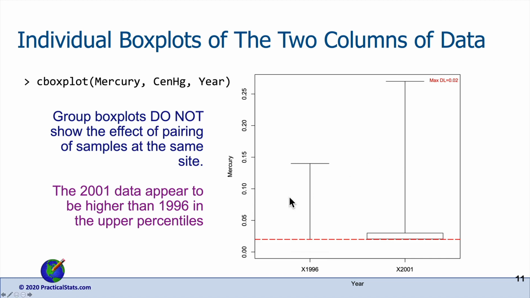We do need to be careful that these box plots do not show the effect of pairing of the samples. So I'm not really seeing here a picture of what is being actually tested, which is the differences. But in general, it looks like 2001 might be a bit higher in the upper end than 1996.